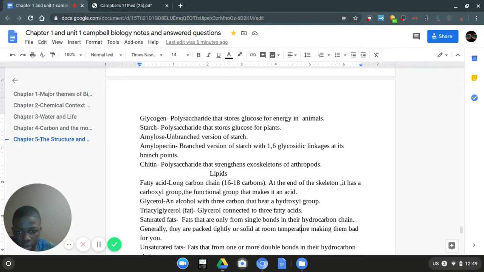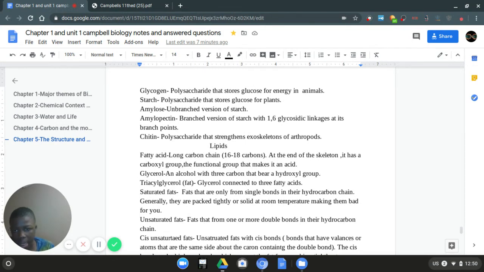So saturated fats are basically fats that only form single bonds in their hydrocarbon chain. Generally, because they only form single bonds, their hydrocarbon chain is pretty full. They're tightly packed, so they're solid at room temperature, making them bad for you. An example of this is butter. Butter is a saturated fat, and it only forms single bonds in its hydrocarbon chain.